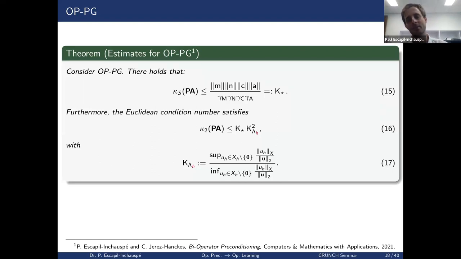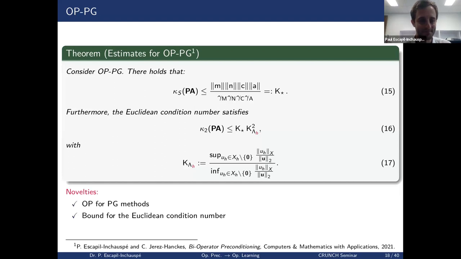To give an example, if you have no grading for your scheme, this constant remains bounded. But if you have a bad quasi-optimality constant with your mesh and strong mesh grading, it can explode. So for the moment, it's pretty okay. It's a well-known theory. In this case, it's in a pretty abstract framework, but we are okay with that.